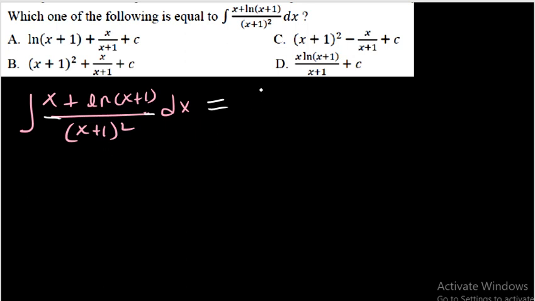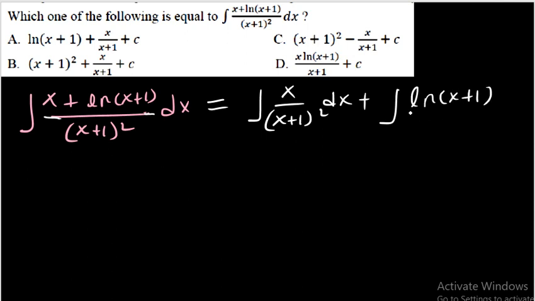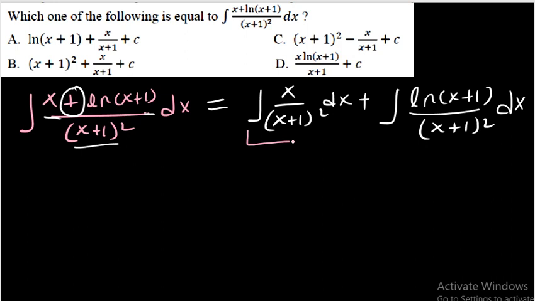So we can write this as the integral of x over x plus 1 squared dx, plus the integral of ln of x plus 1 over x plus 1 squared. Since there is a plus in the middle, we can give the denominator to each addend and separate. Next, to integrate, we can follow two different methods, one for this part and another method for the other. So let's do it one by one in different colors.